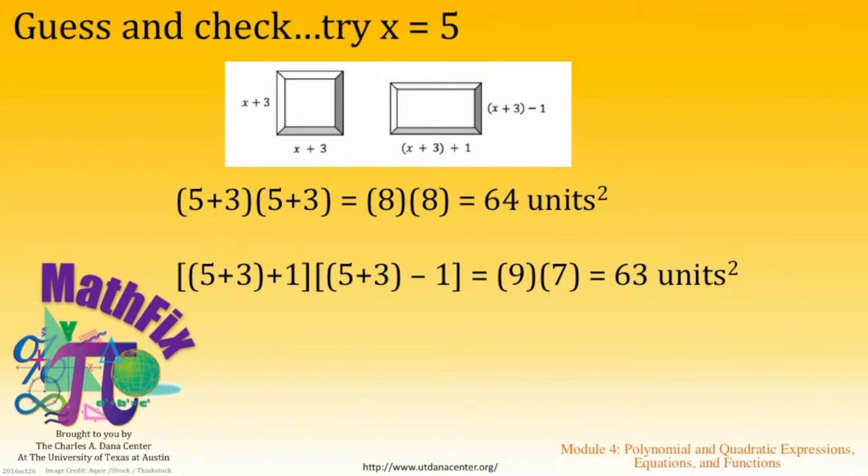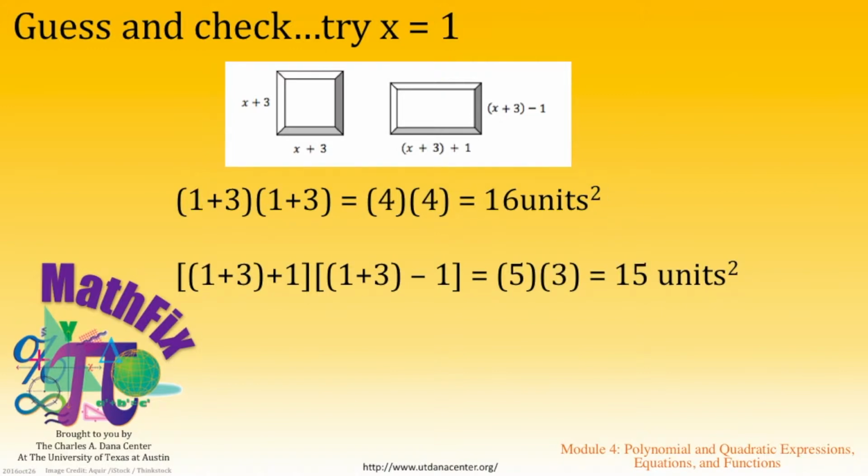Students might start by simply guessing and checking, or picking a random value for x and evaluating the area of both the square and the rectangle for that value. For example, if a student chose x equals 5 to start, they would see that the dimensions of the square are 8 by 8 units for an area of 64 square units. The rectangle then becomes a 9 by 7 unit figure with an area of 63 square units. So it would appear that these areas are close but not equal.